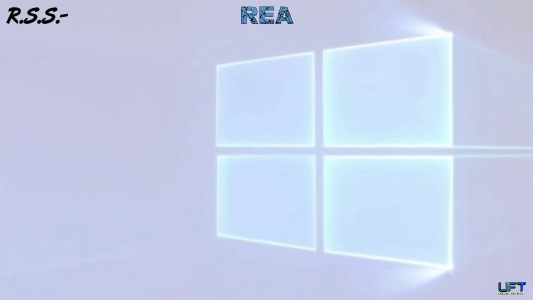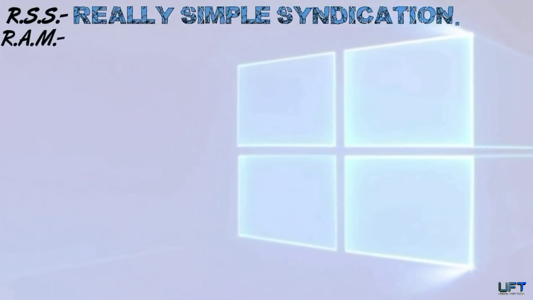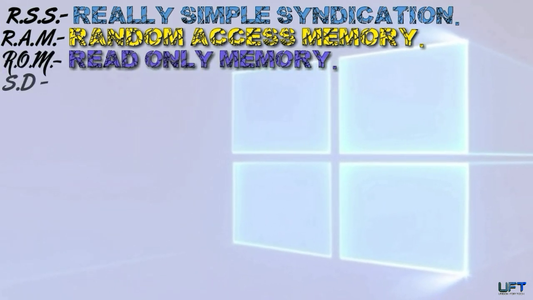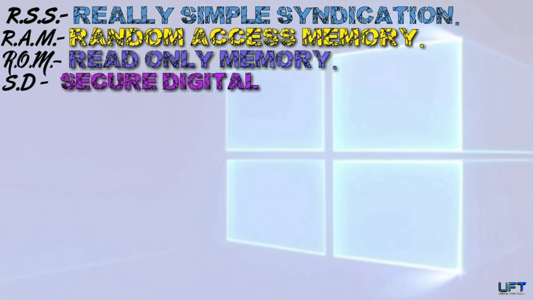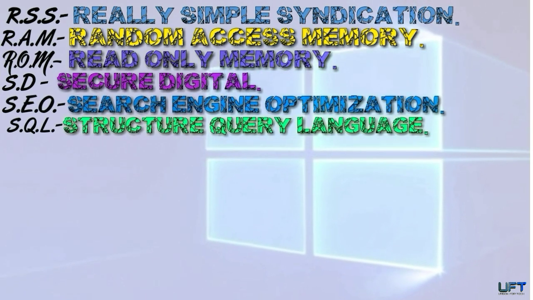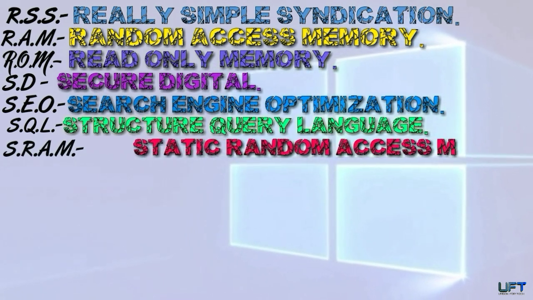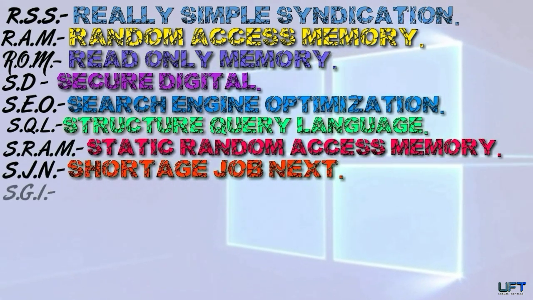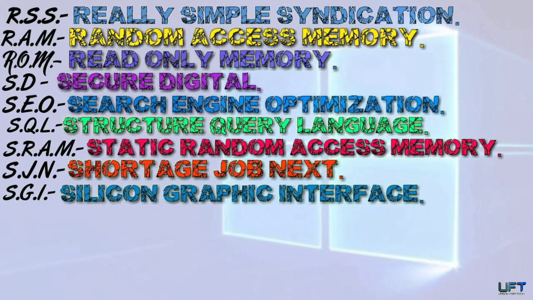RSS stands for Really Simple Syndication. RAM stands for Random Access Memory. ROM stands for Read Only Memory. SD stands for Secure Digital. SEO stands for Search Engine Optimization. SQL stands for Structured Query Language. SRAM stands for Static Random Access Memory. SJN stands for Shortest Job Next. SGI stands for Silicon Graphics Incorporated.